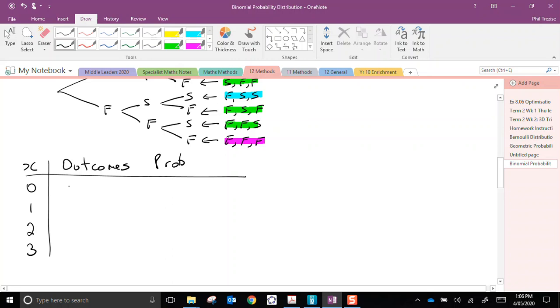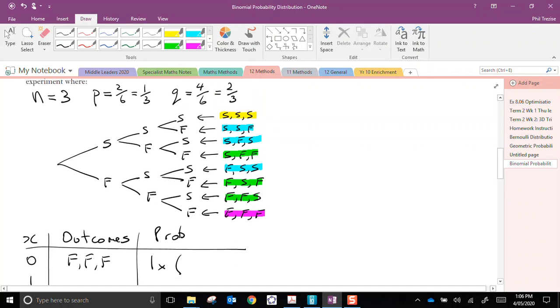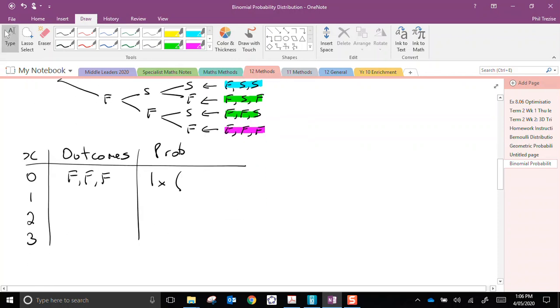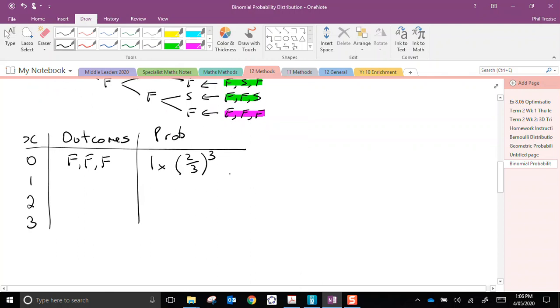So 0 successes, well, there's only one way that could happen. That was the 3 fails. The probability of that, well, there's one way that could occur. The chances of failure were 2 over 3, and we would multiply that 3 times. In other words, we would cube that. And that gives me 8 on 27.